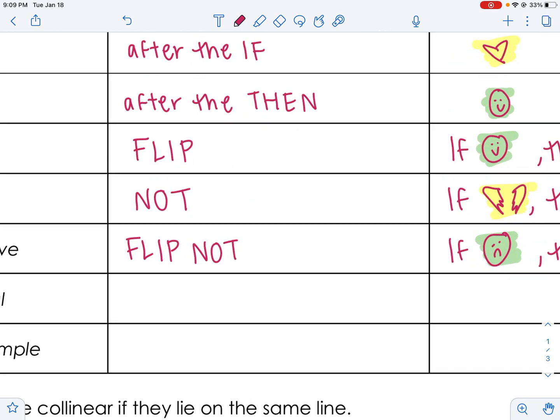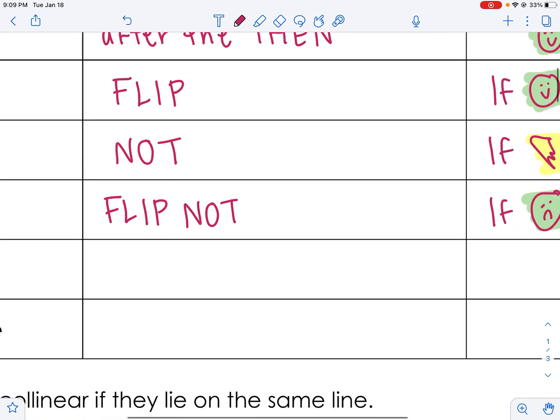Going from there. Now, a biconditional is what happens when your statements all work. So it's whenever the conditional and the converse are true. So it's when the conditional and the converse are both true.